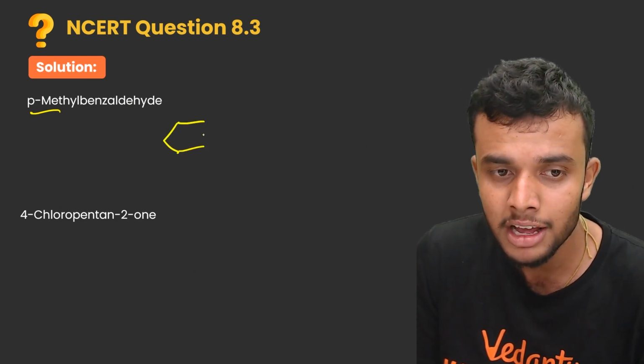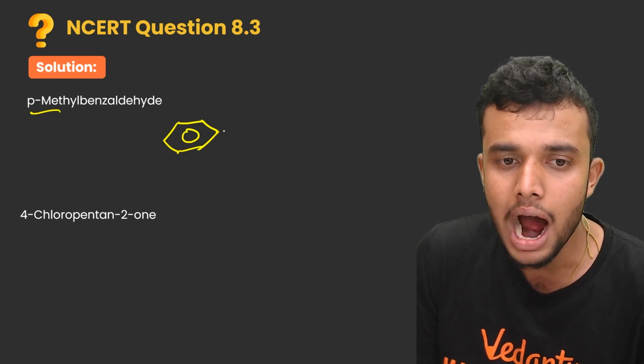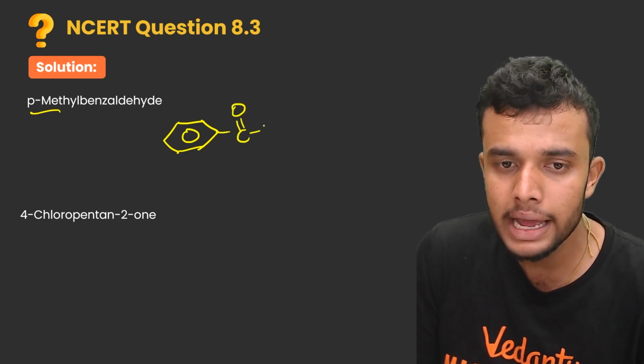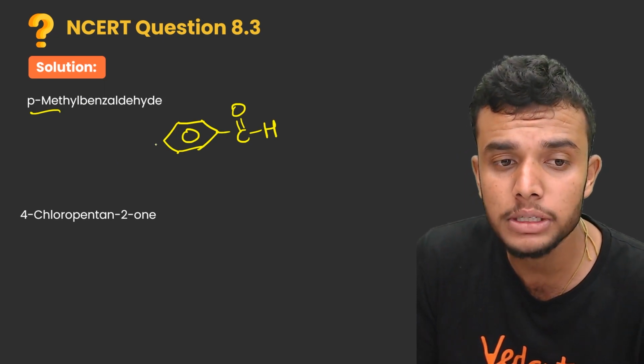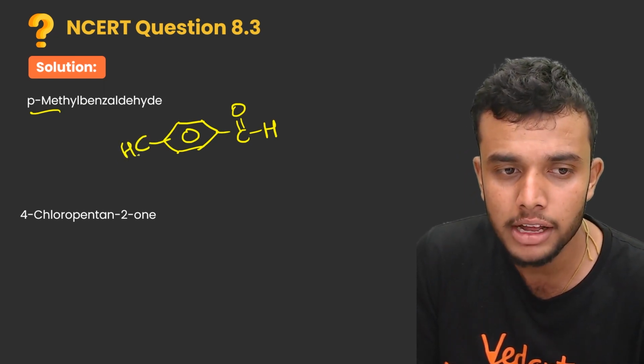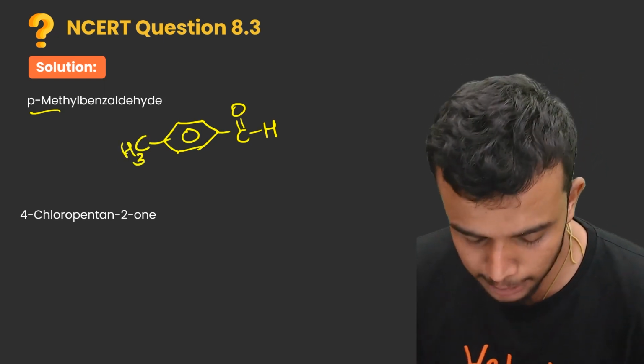Benzaldehyde is nothing but a benzene group with an aldehyde group. It's called benzaldehyde. At the para position, a methyl group is there. Para is nothing but the opposite position, right? Here the methyl group is there. It's simple. Next, move on to the next one.